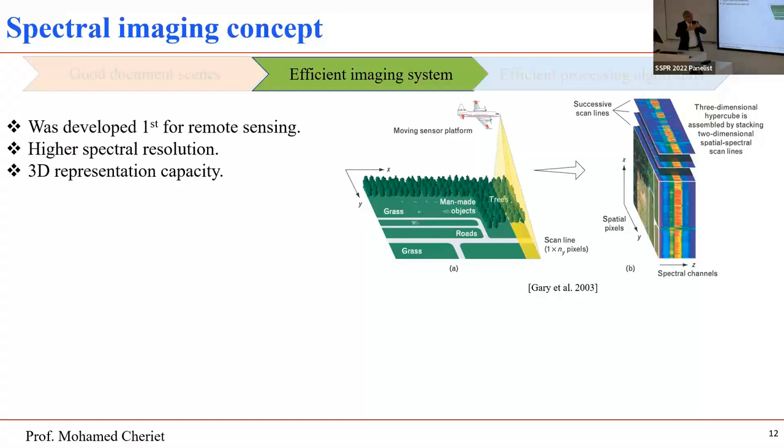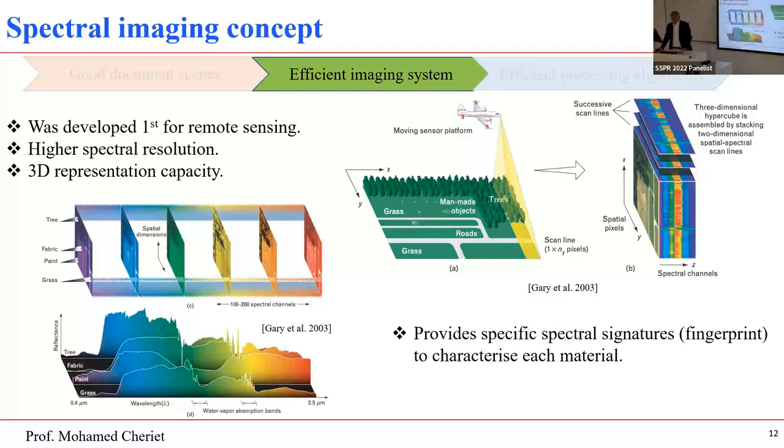So what it can provide is what we call a spectral signature or fingerprint of your material. In that parcel, you have a tree, fabric, plane, and grass, and over the frequencies or the wavelength, you have different slices and you have different reflectance of these objects over the wavelength. And in that way, you can produce what we call the signature of that material.